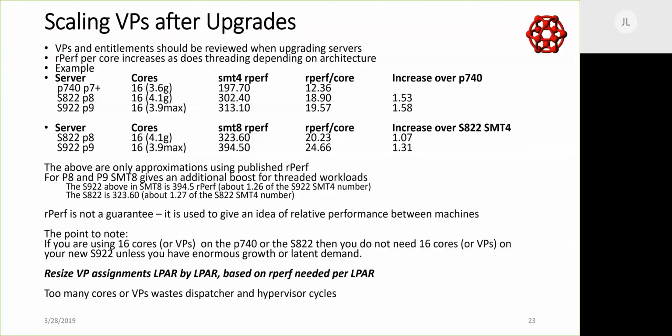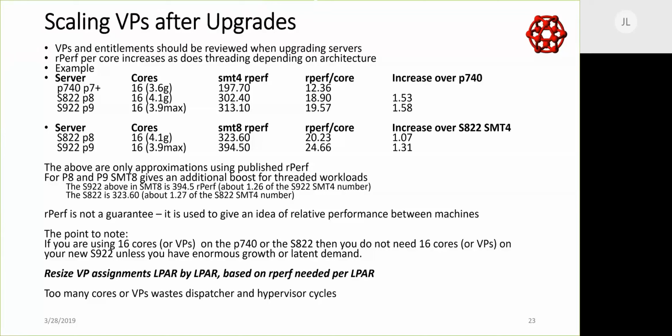Unless you have latent demand, you're going to want to scale back the size of those LPARs. I wouldn't say exactly with the ratio of this 19.57 over 12.36, but I would definitely scale it back so that you've got more cores available to use for other things. And you want to do it LPAR by LPAR.